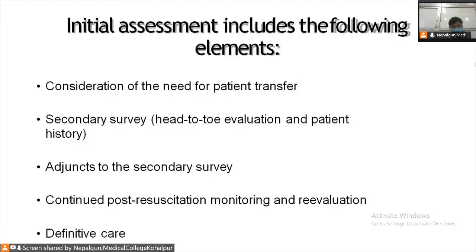And if the patient is in the hospital, he or she might need to be referred to a certain department, so we do accordingly. After that, we do the secondary survey. The secondary survey includes head-to-toe evaluation of the patient, and there are also some adjuncts to the secondary survey. And after that, we continue post-resuscitation monitoring and reevaluation.